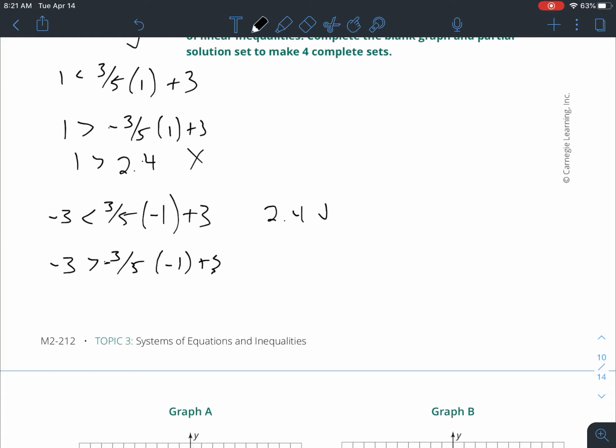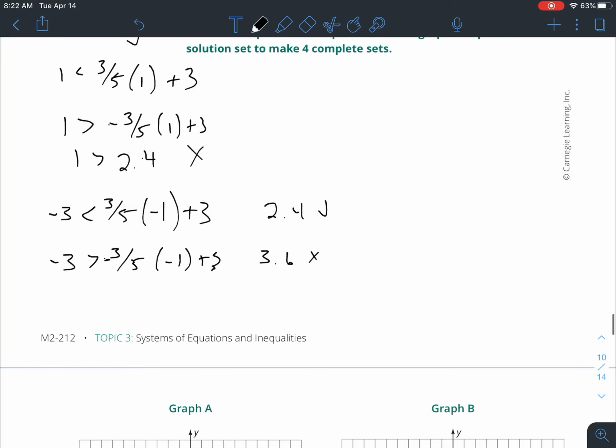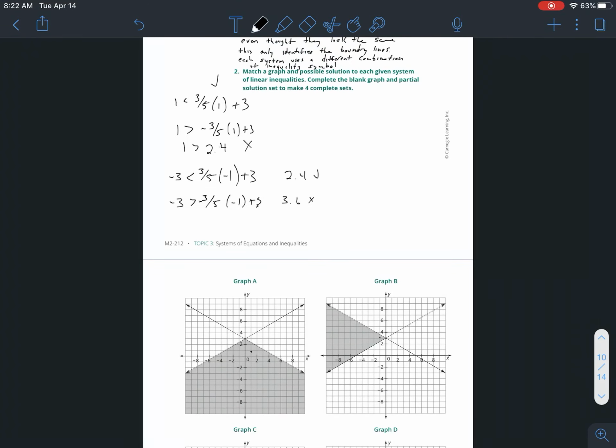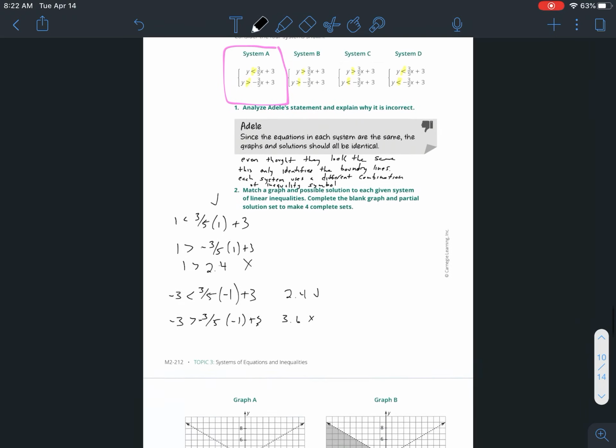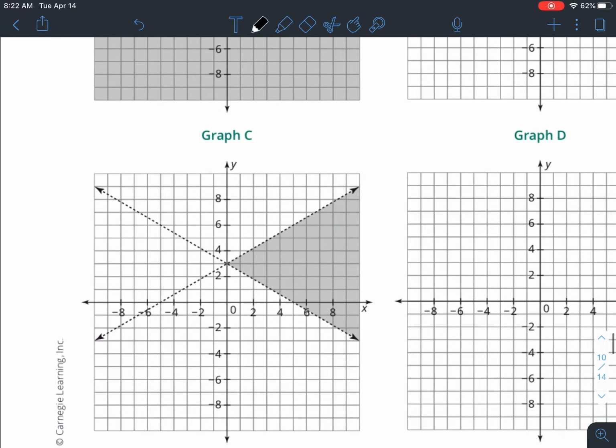And let's try negative 3/5 times -1 plus 3, which gives us 3.6. So is -3 greater than 3.6? Nope, so that one doesn't work either. So graphs A and B do not work for system A. Let's now take a look at graph C.